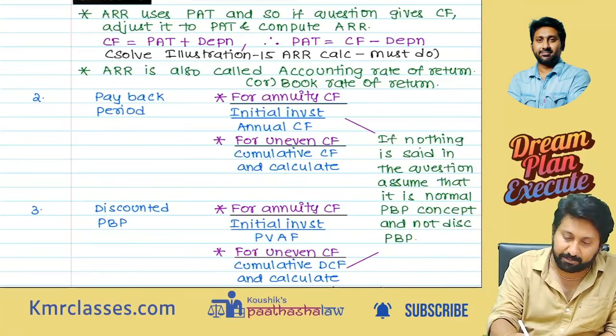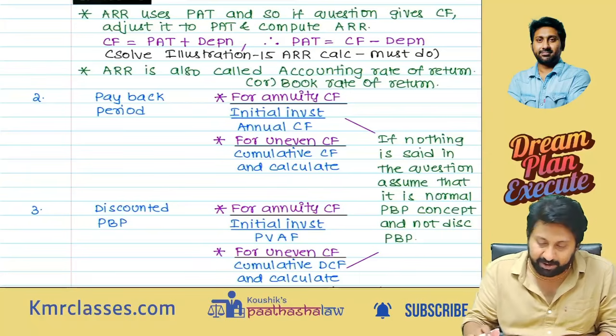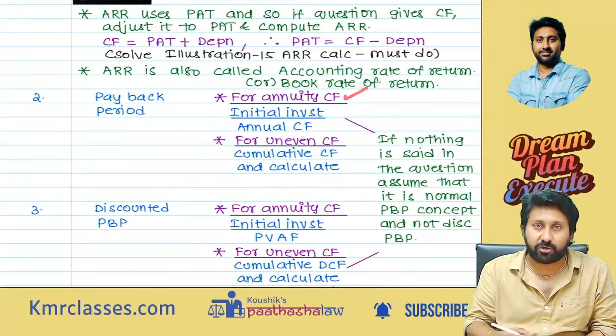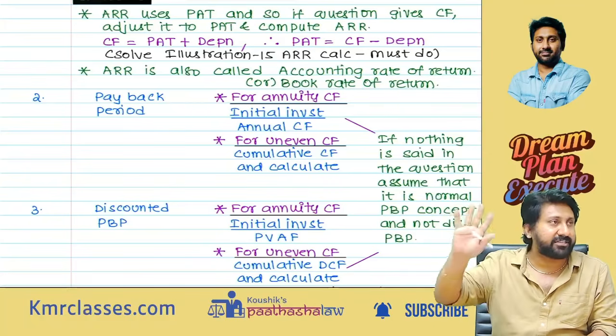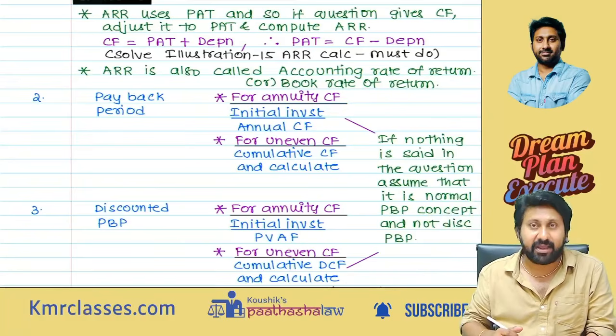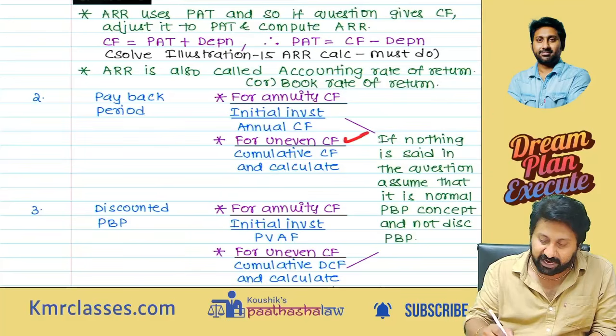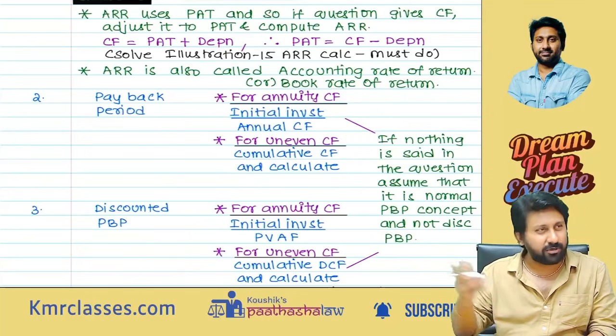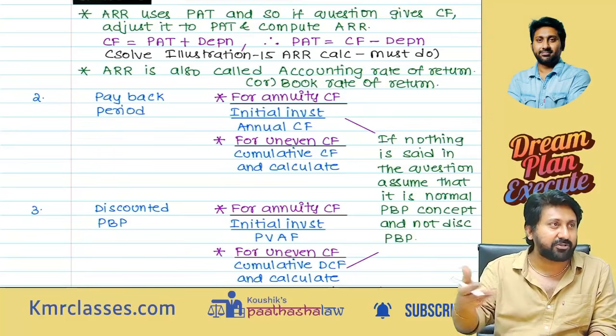Next, payback period. Payback period is of 2 types. Annuity cash flow: annuity means the same cash flow comes in 5 years or 6 years. Formula is initial investment by annual cash flow. For uneven cash flow, calculate using cumulative cash flow. Do the problem and you can understand. This is not a formula, this is only a model.